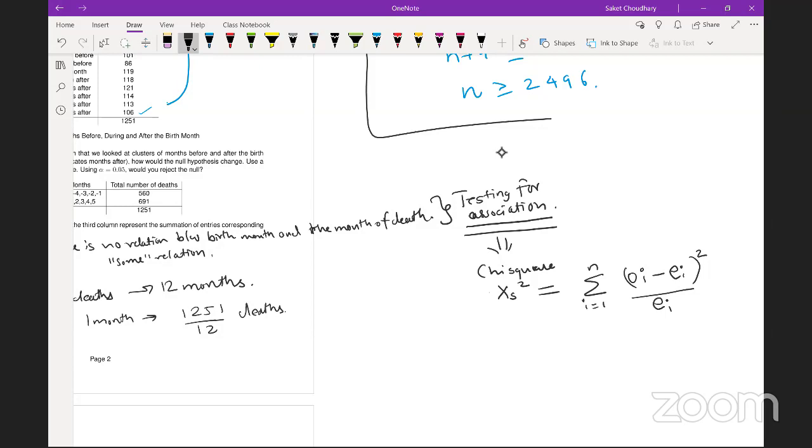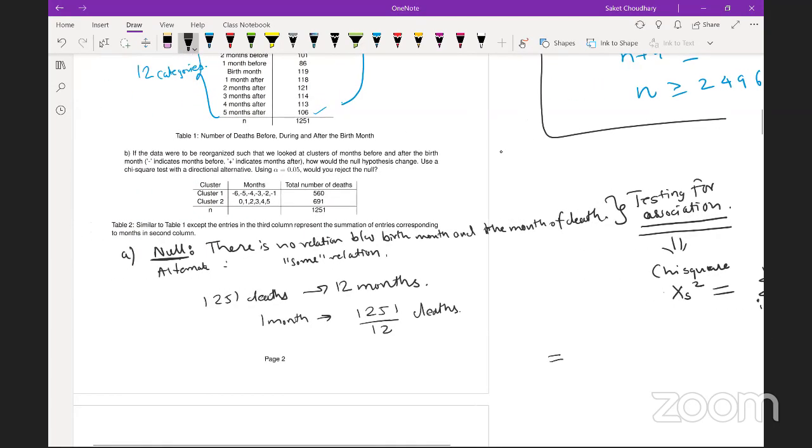Okay, so let's try to do this for this particular problem. Okay, and the way we do that is we already know what the expected number of deaths are going to be.